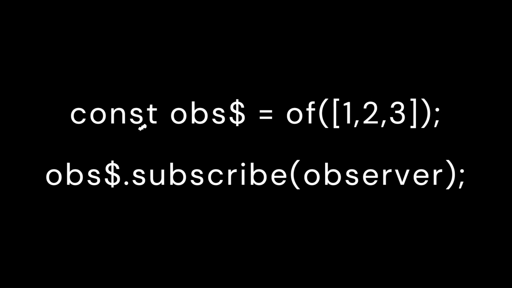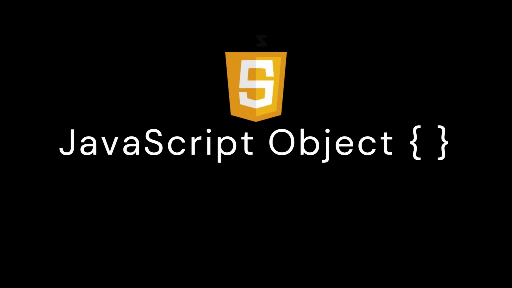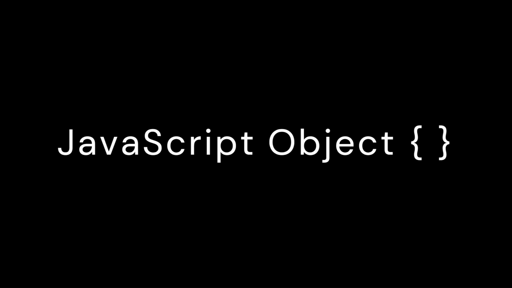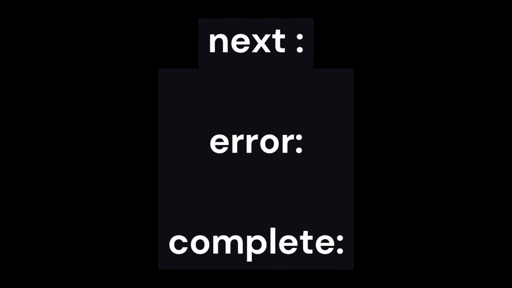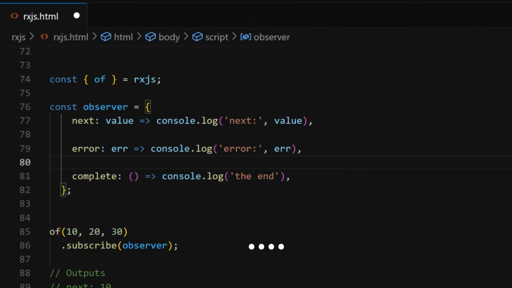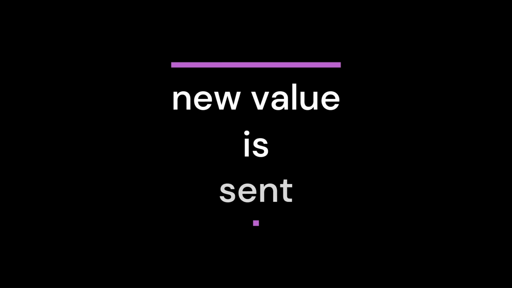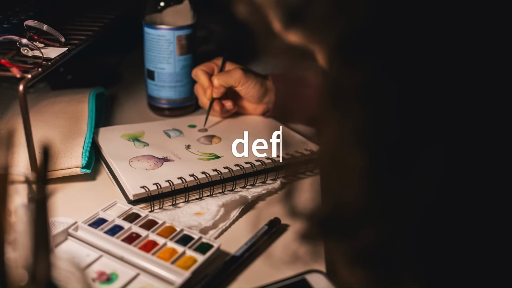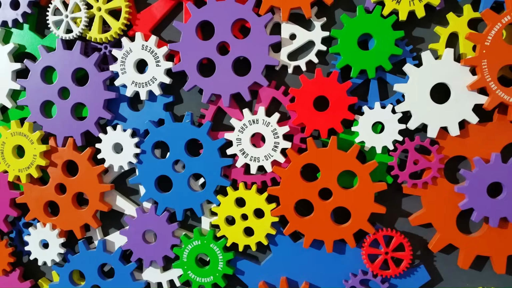When the subscribe function is called, an observer object is sent as an argument to the subscribe function. The observer object is nothing but a JavaScript object that has three methods that an observable can call. The three types of values that an observable can deliver to the subscriber are next, error, and complete. The next function is called when a new value is sent from the observable. It defines how to process the data sent by the observable.